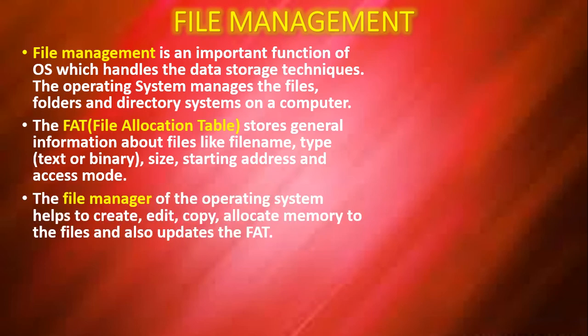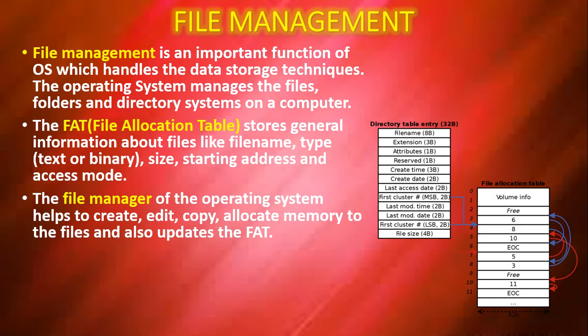The FAT stores the general information about the files, like file name, type, size, starting address and access mode. The FAT is the file allocation table, which is maintained by the operating system and stores the details about the file: file name, memory address, space, when it was created, when it was modified, and the access mode. All of this is maintained in a table. That table is called the file allocation table. The file manager is responsible for updating the file allocation table.